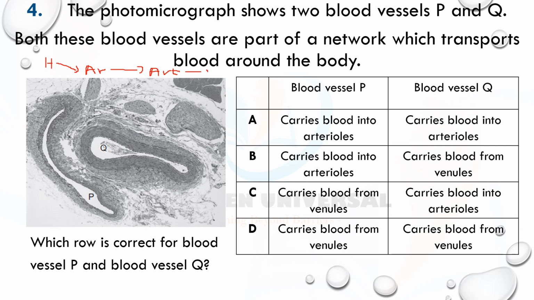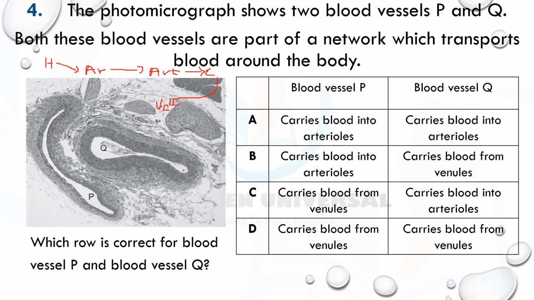capillary. Let me call capillary C. So capillary is C here. Blood from the capillary goes to smaller veins called venule. Let me call it VE. Venule is VE. Is that okay?